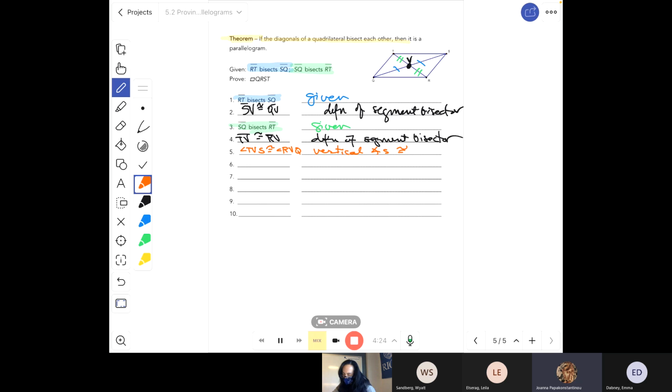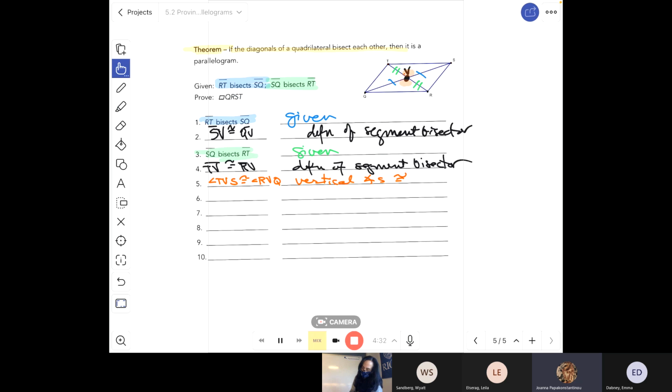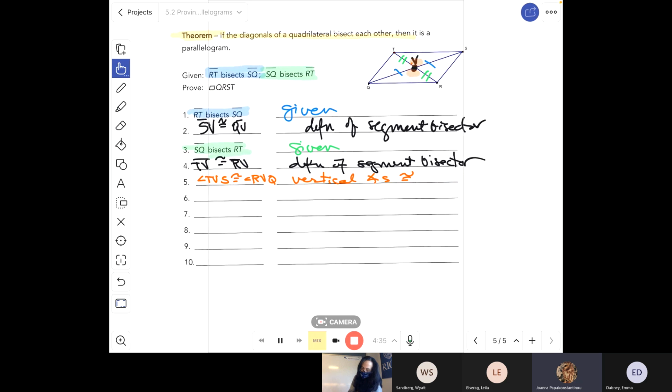So TBS, let me, is congruent to this. And now that we have those two line segments and those angles, what can we say? So we have triangle TVS is congruent to triangle RVQ by what? So this is congruent to this.